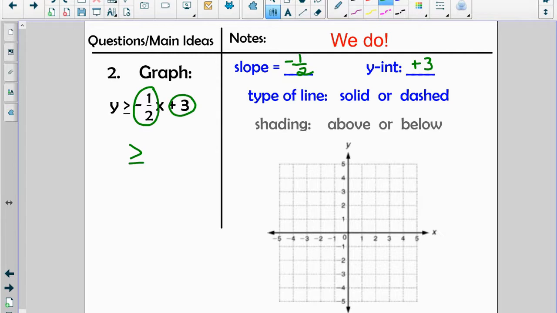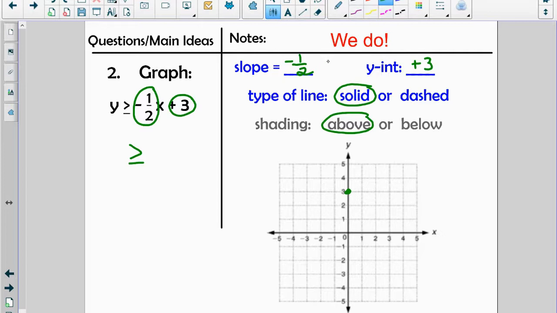The greater than part tells us we want to shade above. The or equal to part tells us we want to draw a solid line. So I have everything in place that we need to begin graphing. I need to start by putting the line in the right place. So we need to begin at the y-intercept of +3. That's one point that we know is on the boundary line because it represents that y-intercept. Other points on the boundary line can be found by using the slope as a way of plotting more points.